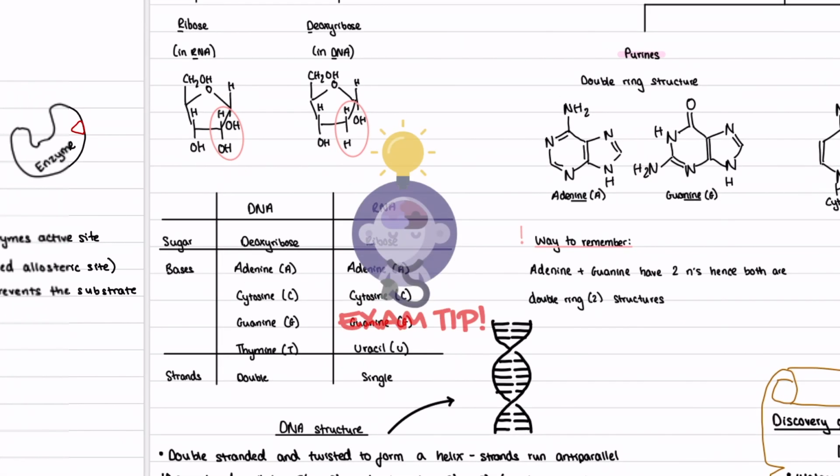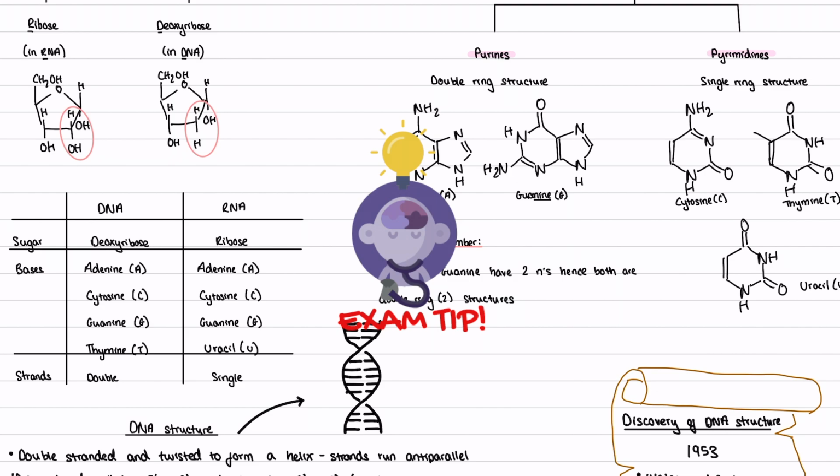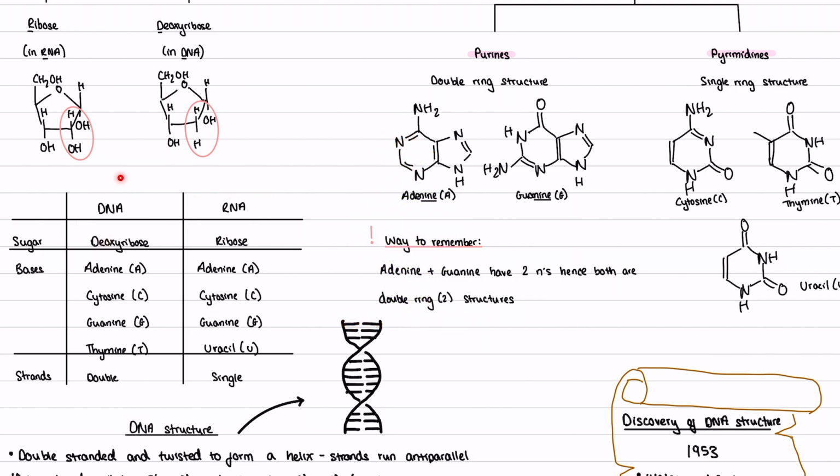In your exam, it is also important that you are able to remember the differences between RNA and DNA structures from comparison questions. In DNA, the sugar is deoxyribose, and in RNA, it is ribose. The bases in DNA are adenine, guanine, cytosine, and thymine, whereas in RNA, it has the same ones, but the thymine is replaced by a uracil instead. Finally, DNA is a double-stranded molecule, whereas RNA is only single-stranded.